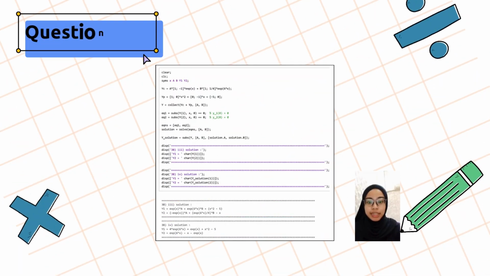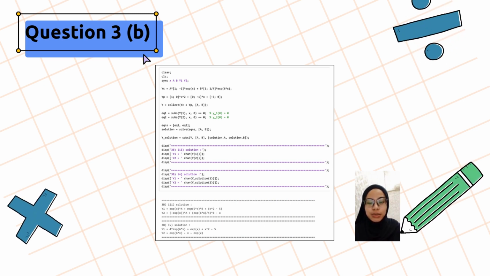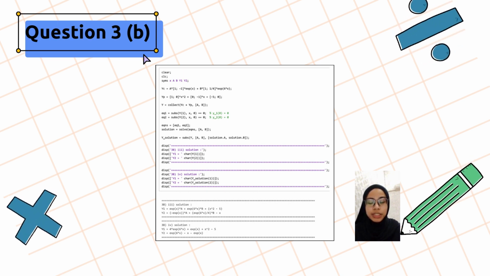Next is part 3 and part 4 for question 3b. First, to obtain the general solution of the non-homogeneous system. And second, compute the particular solution y1 and y2, given that the initial conditions y1 and y2 are 0.